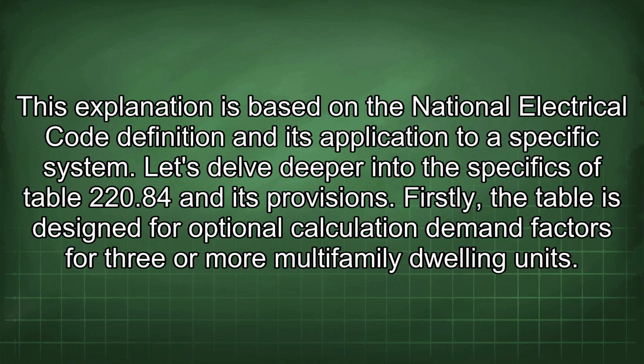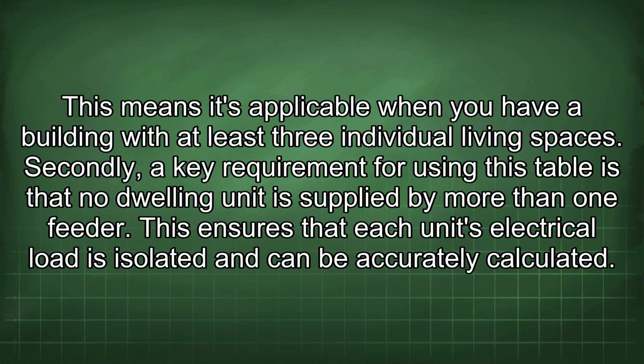Let's delve deeper into the specifics of Table 220.84 and its provisions. Firstly, the table is designed for optional calculation demand factors for 3 or more multifamily dwelling units. This means it's applicable when you have a building with at least 3 individual living spaces. Secondly, a key requirement for using this table is that no dwelling unit is supplied by more than one feeder. This ensures that each unit's electrical load is isolated and can be accurately calculated.